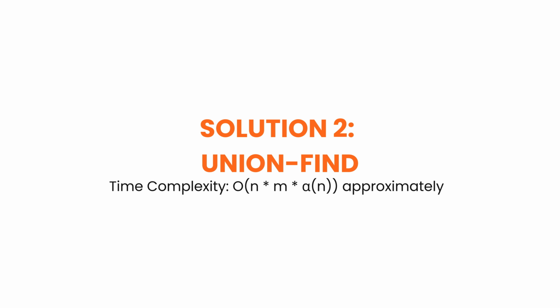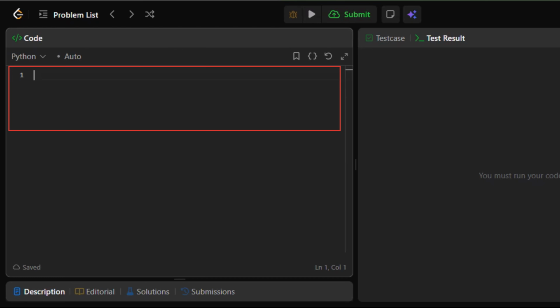Now let's implement the union find method, efficiently grouping related emails through disjoint set operations to produce the merged account lists. First, we define a union find class. This handles grouping and merging emails that belong to the same account.